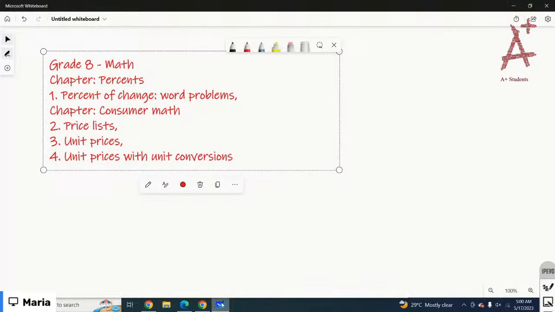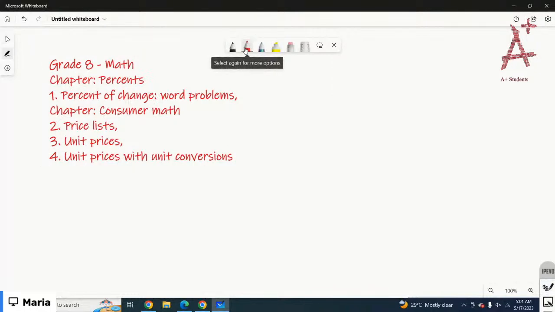We are here for grade 8 maths. You can find all the lessons on aplusstudents.com.